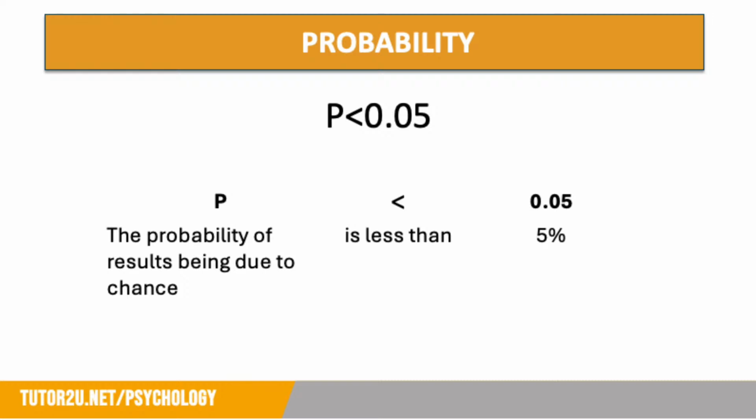So P is the abbreviation for the probability of the results being due to chance. The arrow going that way means less than. If it was the other way around, it'd be more than. And 0.05, the other way of expressing that is 5%. And again, that's something that they could ask you what that means.